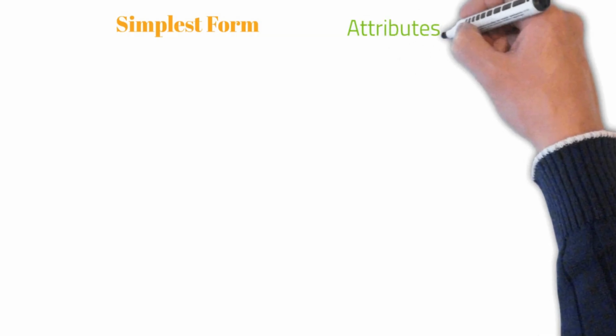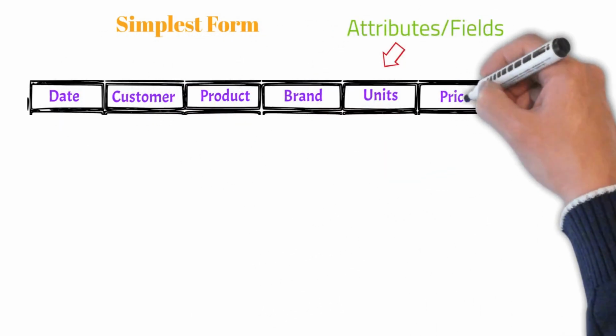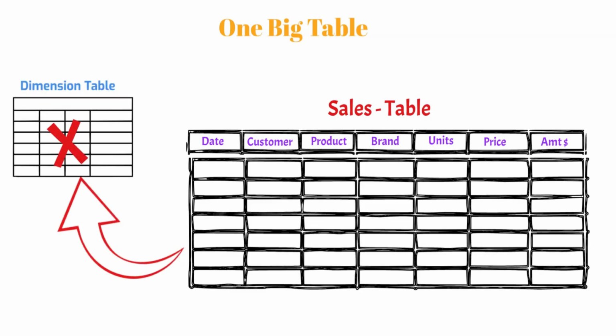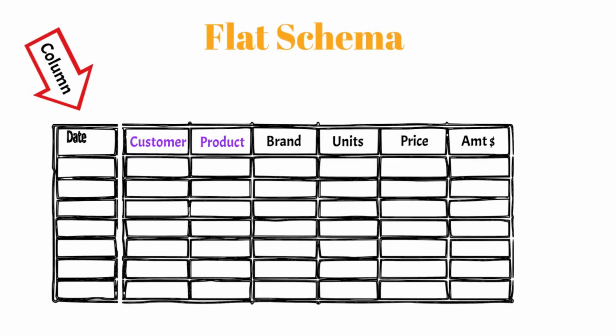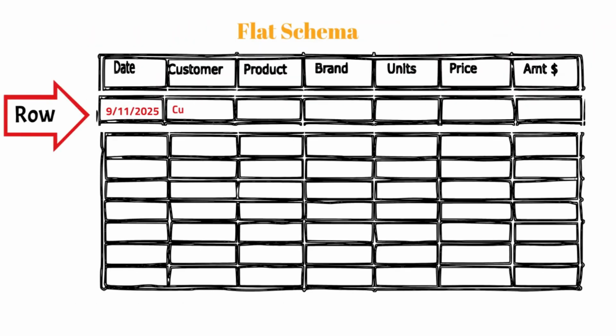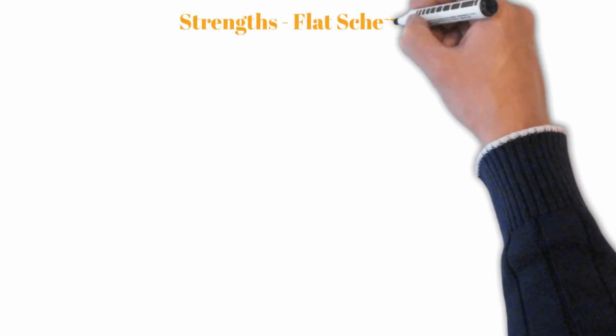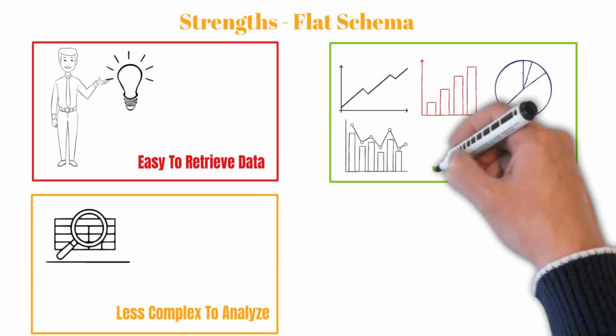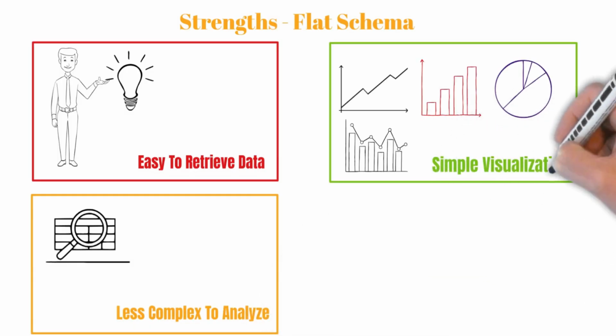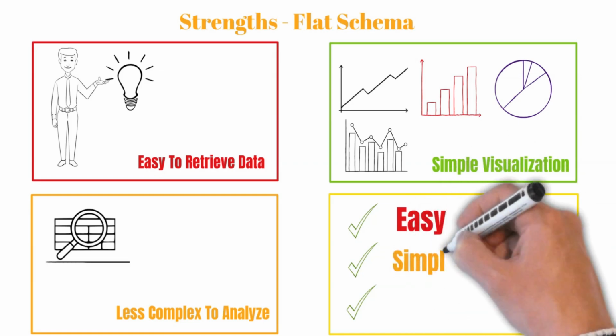A flat schema is the simplest form of a data model. All attributes or fields related to the business are stored in a single table. Flat schema is one big table without separate dimension tables and is made up of rows and columns. Each column represents an attribute of the data, like date, customer, or product, and each row represents a record, such as a sales transaction. The flat schema has several advantages. It's very easy to retrieve data from, it's less complex to analyze, and it provides a simple way to visualize information. In other words, it's easy, simple, and quick.